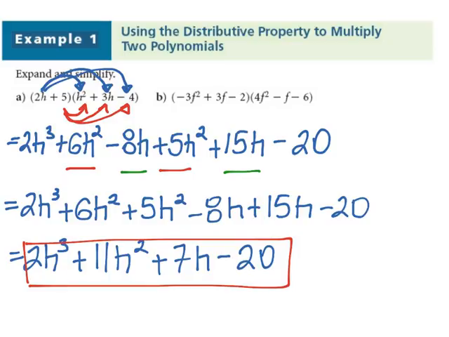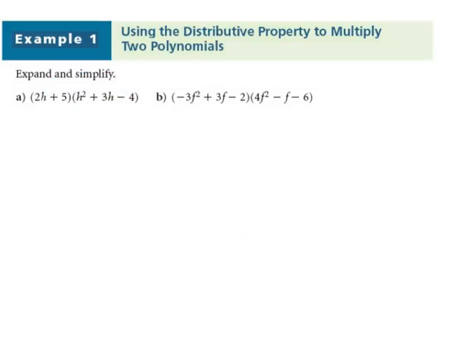Let's take a look at part B. In this multiplication, we're going to use the same procedure, except now we have 3 terms to consider in the first polynomial. So let's take a look at 3f squared. We have to multiply this by each and every term in the second polynomial.